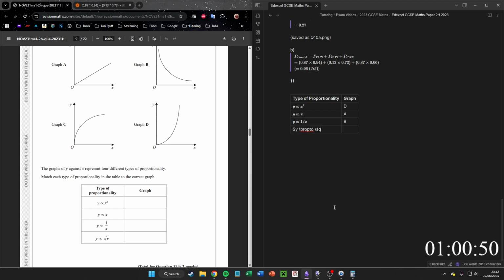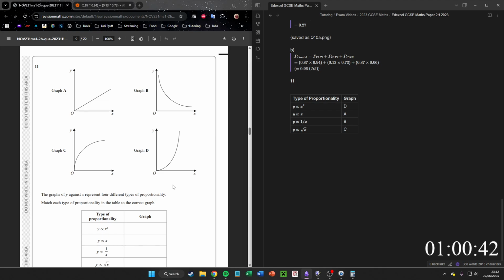This is square root x. Sort of by process of elimination, but also just by looking at it, it's graph C. This is one we just have to know these shapes. To be honest, I don't really have that much reasoning behind it. I just sort of recognize the shapes, which I think is part of the GCSE.